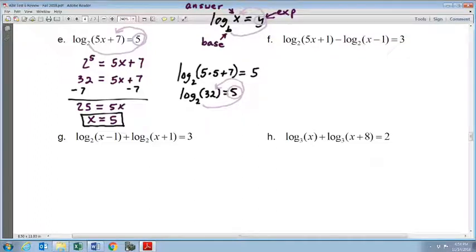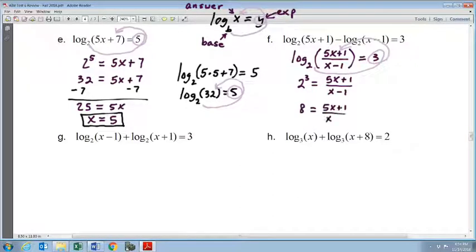Let's go ahead and look at f. Now notice on letter f we have a subtraction of 2 logs on the left. Well, we have a property for that. We can use the quotient rule. This will be the log of the quotient of those two numbers, 5x plus 1 over x minus 1. And that's equal to 3. So again, we're going to need to switch forms. We don't have log equals log like we did on the last slide. So it'll be 2 to the 3rd power equals 5x plus 1 over x minus 1.